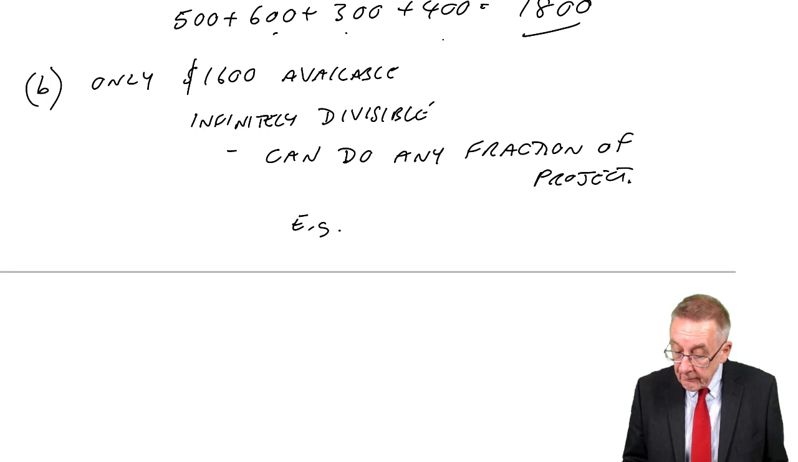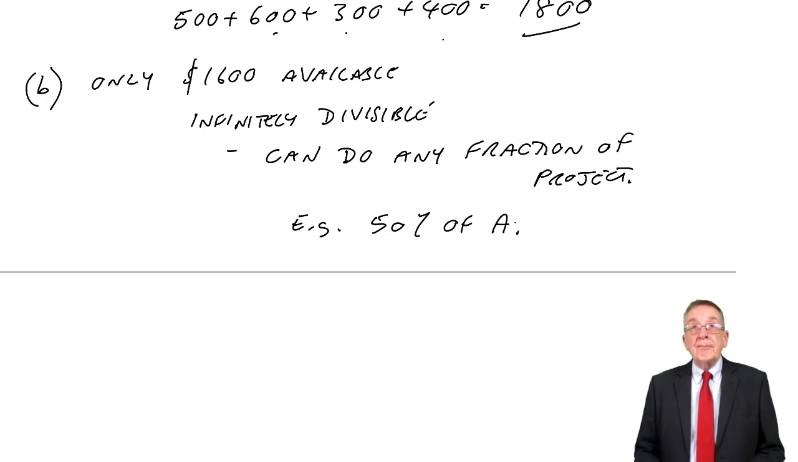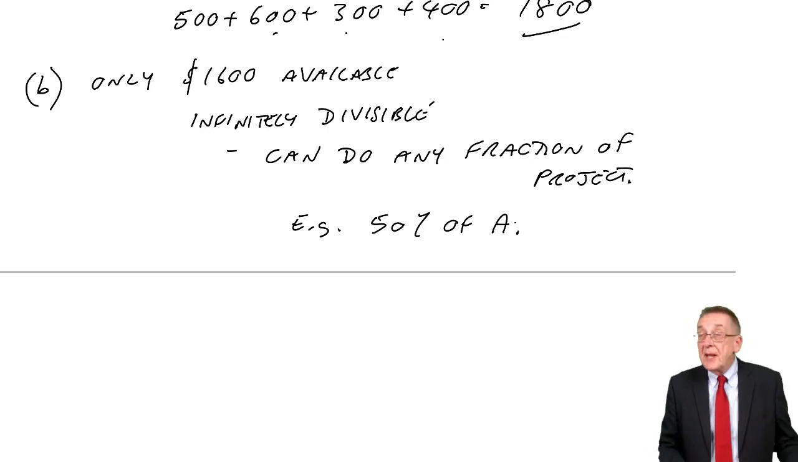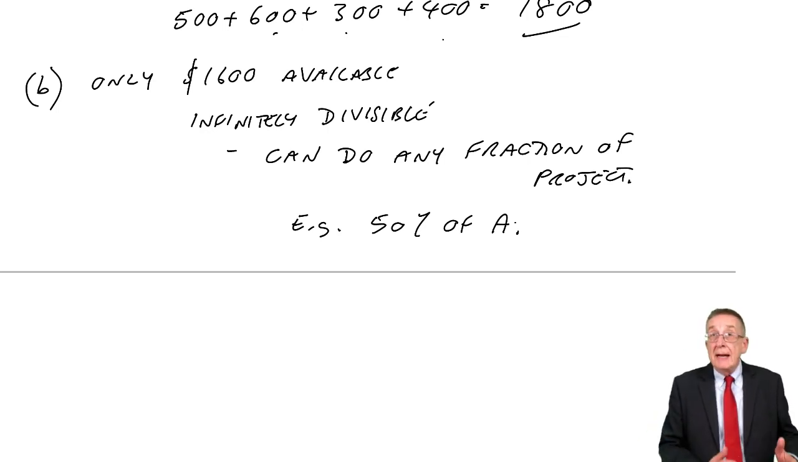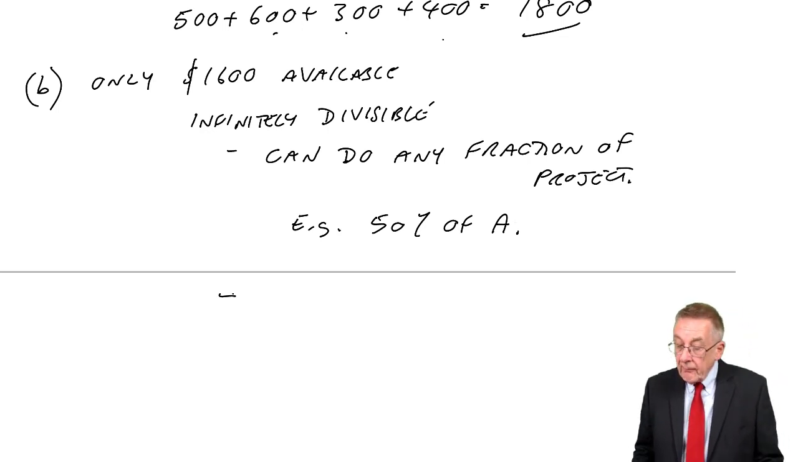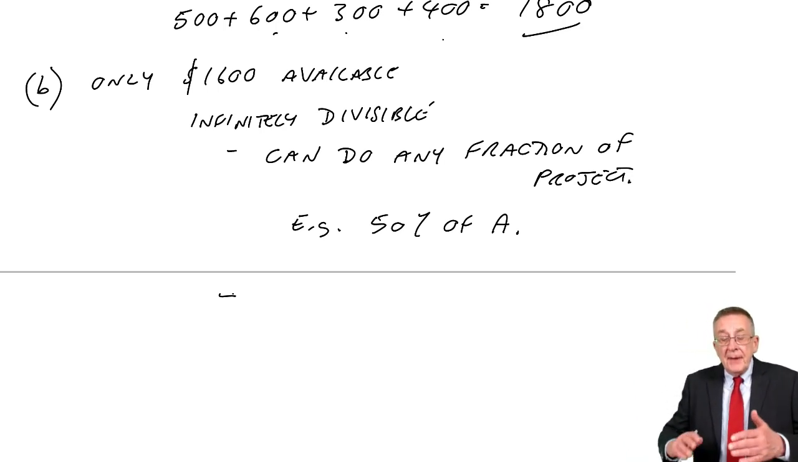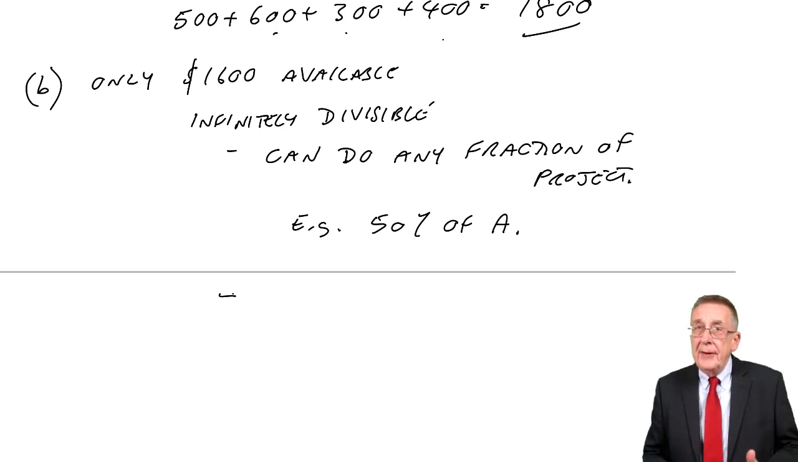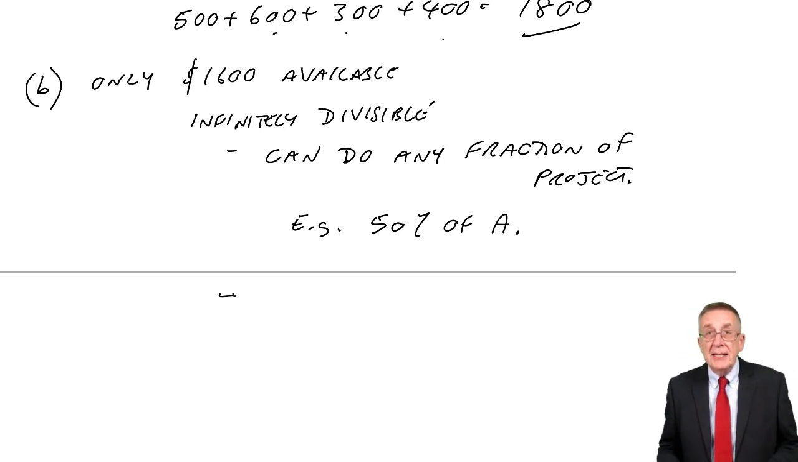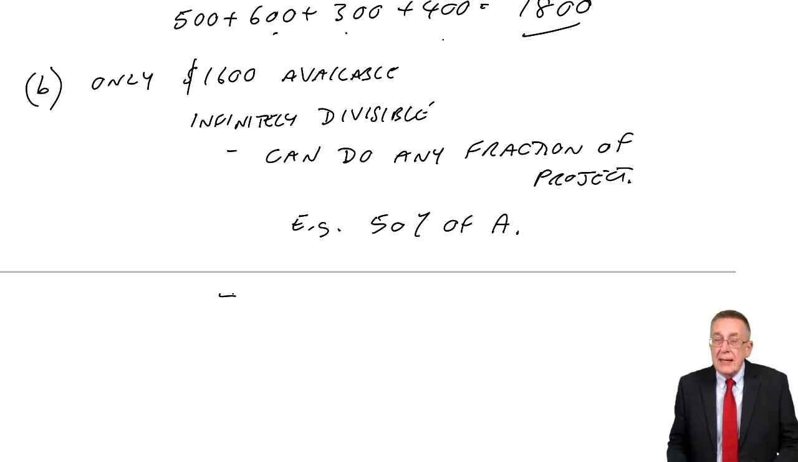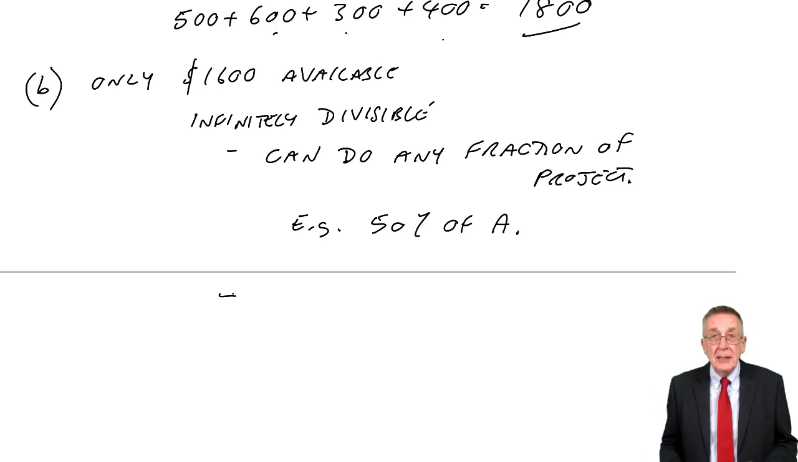For example, we could do 50% of A. We could do half of A, we could do 10% of A, 80% of A. We're allowed to do any fraction of a project. It also means that if we do, for example, 50% of A, we assume it means exactly 50% of the outflow is needed. We assume we'll get exactly 50% of the inflows. And therefore, we'd get 50% of the NPV.